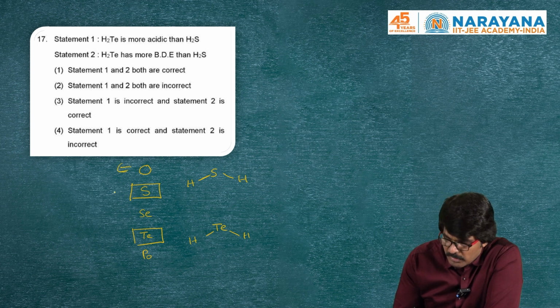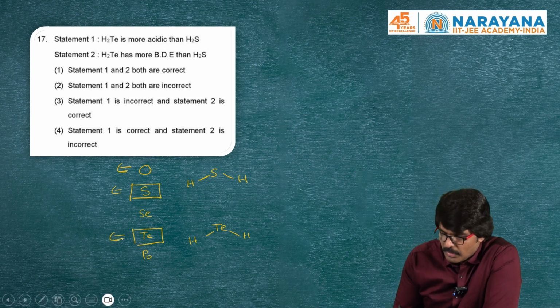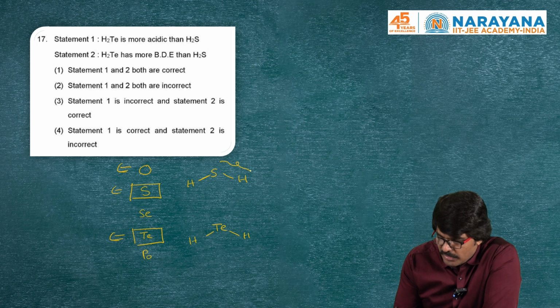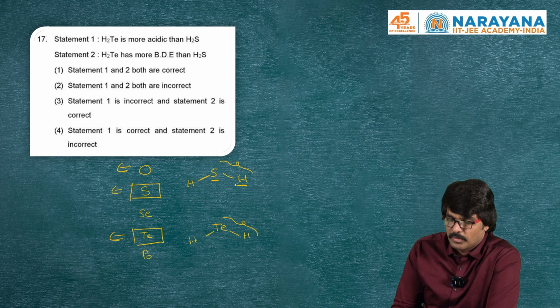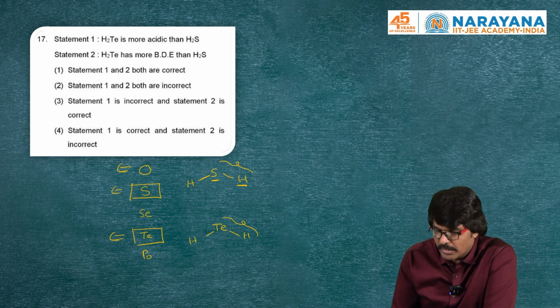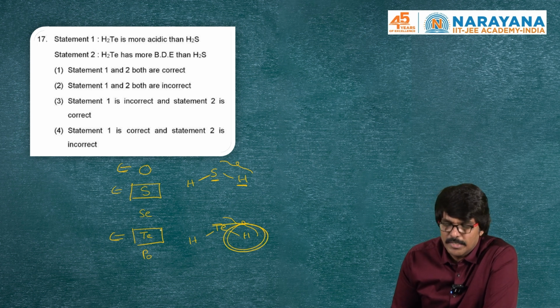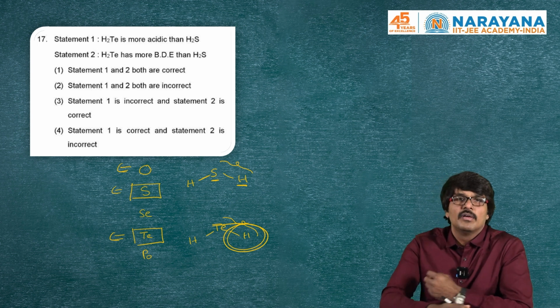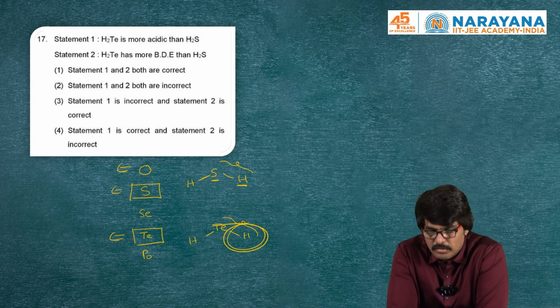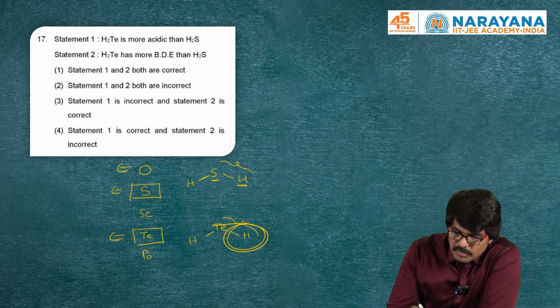So this is using orbitals of second shell, this is using orbitals of third shell, and this is using orbitals of a fifth shell. So here the bond strength is relatively more, and here the bond strength is relatively less, because of the size of overlapping orbitals. Sulfur-hydrogen bond is stronger when compared to tellurium-hydrogen. So a weak bond will undergo dissociation fast. So H2Te is more acidic than H2S when you are comparing the acidic strength of hydrides. We have to see the bond strength. H2Te has a weak bond, so it is more acidic. Therefore, statement 1 is correct.